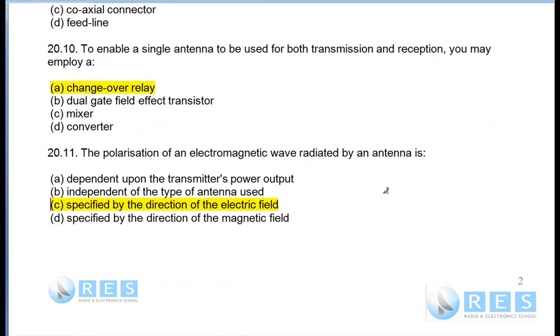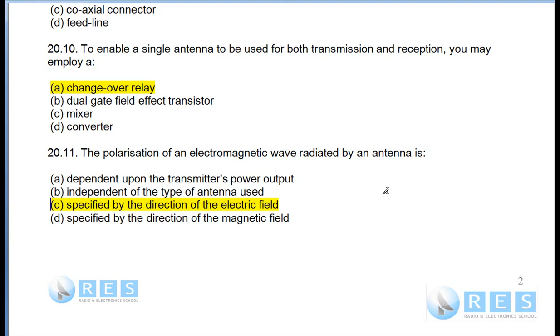If the electric field's vertical, you've got vertical polarization. If the magnetic field is horizontal, you've got vertical polarization. Because if the magnetic field is horizontal, the electric field is at right angles to the magnetic field, so the electric field is vertical.